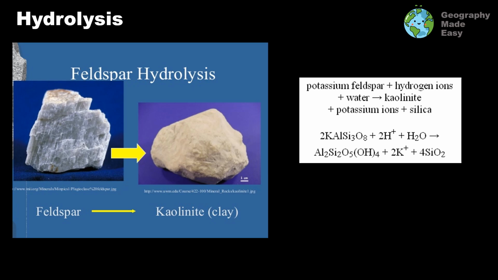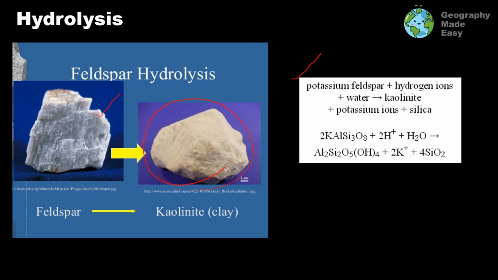And this is the chemical reaction for hydrolysis. We have potassium feldspar plus hydrogen ions and water. We get kaolinite, potassium ions again, and silica. So kaolinite is the new product which gets created, and of course this leads to the breakdown of the rocks. We can see here that the feldspar looks very different and the kaolinite looks absolutely different.